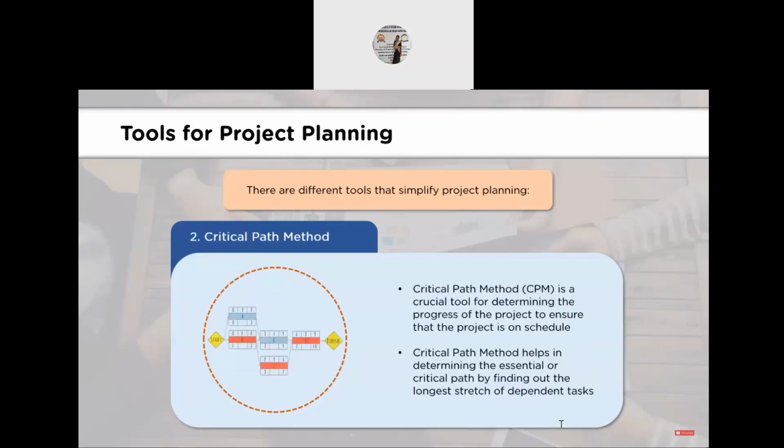The second tool we will talk about is Critical Path Method or CPM. Critical Path Method helps in scheduling the project activities so that the project runs properly. The Critical Path Method focuses on the longest stretch of dependent tasks and determines the time needed to complete them.